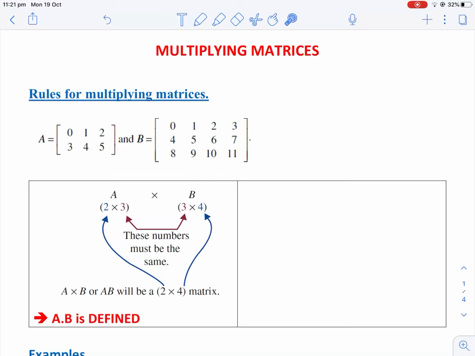Hi guys, in a previous email made by Mr. Bauer, you already learned some basic operations of matrices, like scalar multiplication, addition and subtraction. In this video, we're going to learn multiplying matrices.